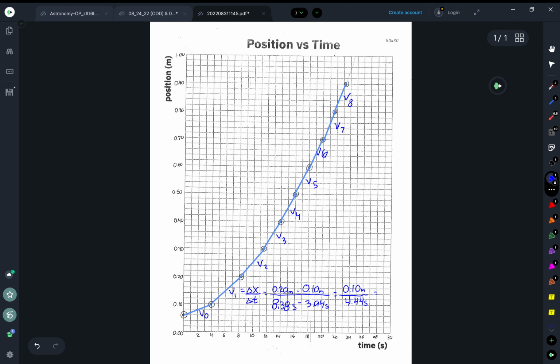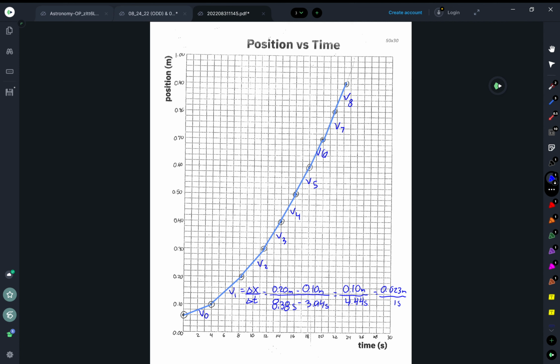And then when I plug that into a calculator, 0.1 meters over 4.44 seconds, I get my average velocity in this region, and that will be 0.023 meters over 1 second. That is not the velocity for every single time between 3.94 seconds and 8.38 seconds, but it is the average velocity within that time interval. Now that's actually going to correspond with the time that is exactly halfway in between.